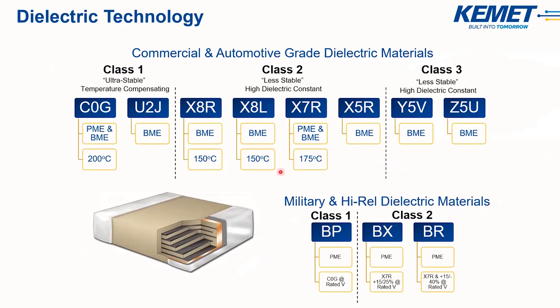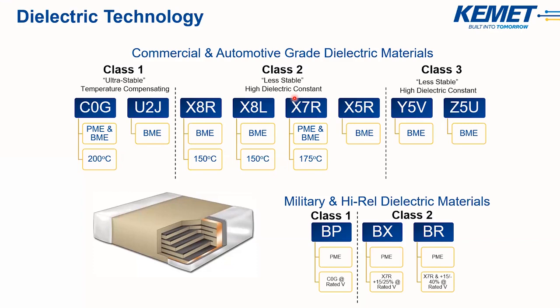The 3 classes are class 1, which is considered temperature compensating, and their capacitance shift is very low over the entire operating range. Class 2 and 3 are less stable, which means that their capacitance will have some shift over the operating temperature range. However, Class 2 capacitors will have a much higher dielectric constant, which means you can get more capacitance in the same case size and voltage as compared to Class 1.